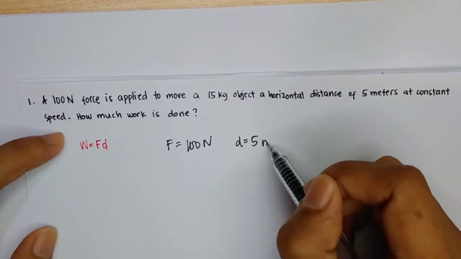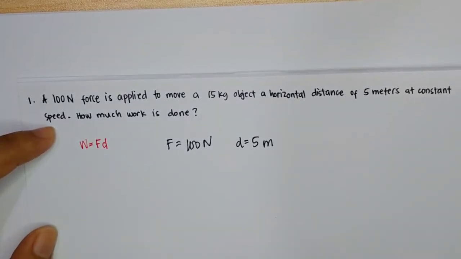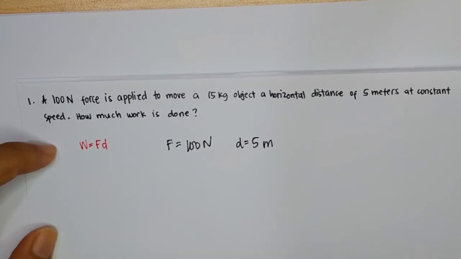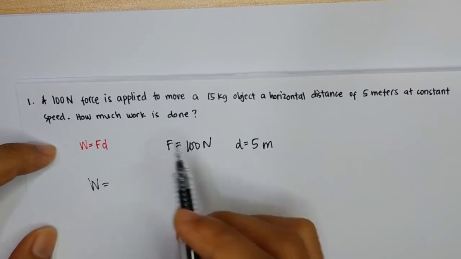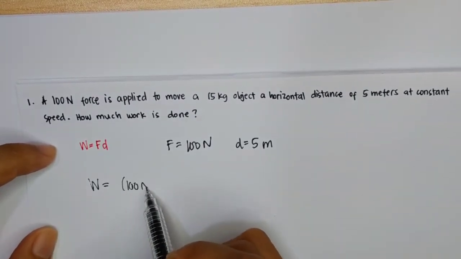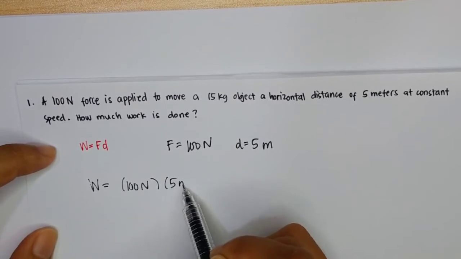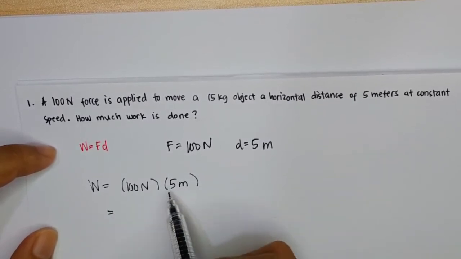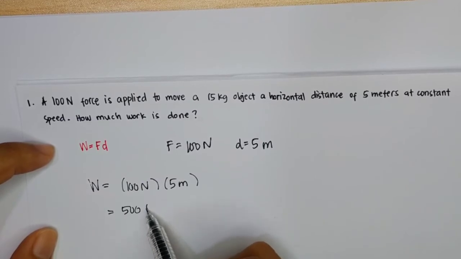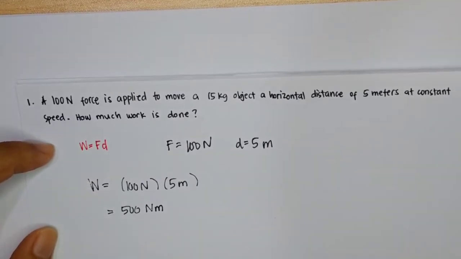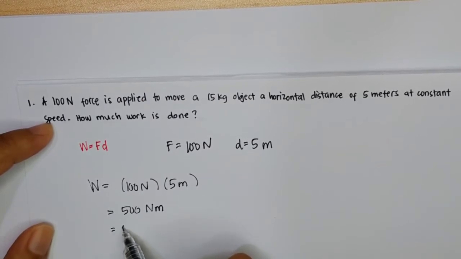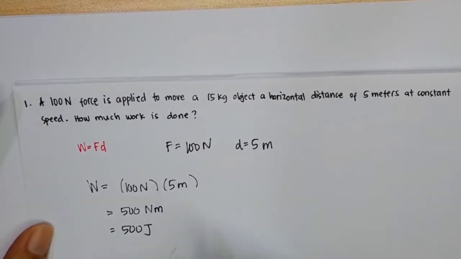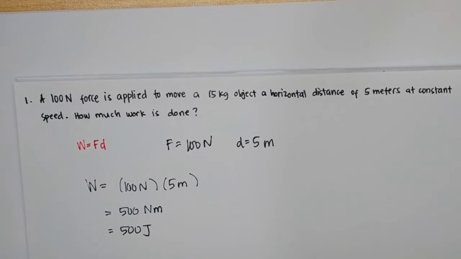So by simply substituting it to the equation, we have work is equal to 100 Newton times 5 meters. So we have here 100 times 5, that is 500 Newton times meter, or 500 joules. So that is the work done on the object. Okay? So let's have example number 2.